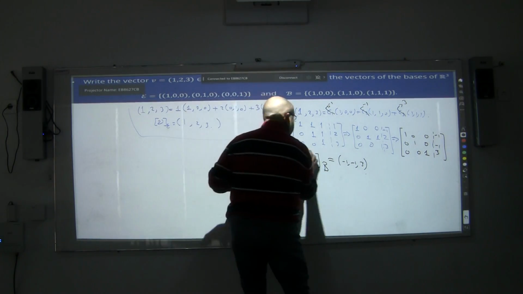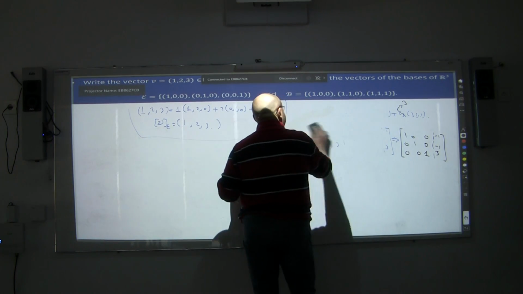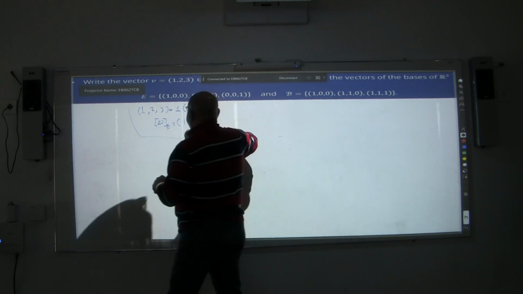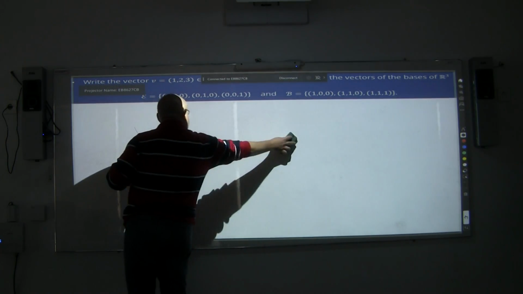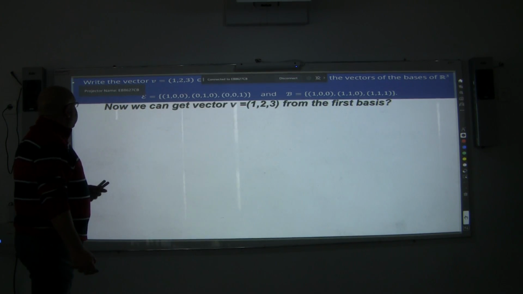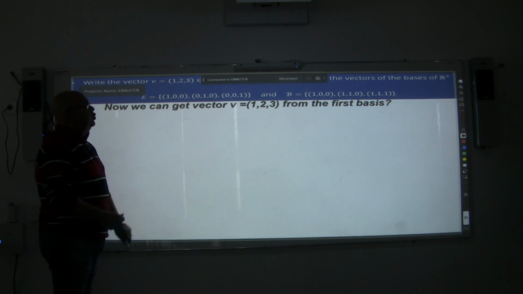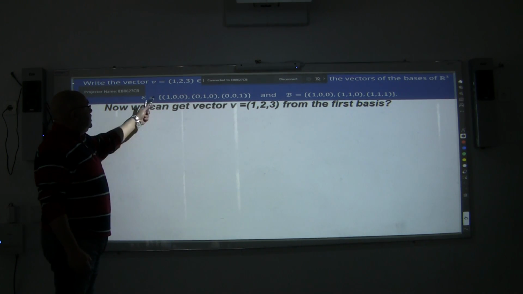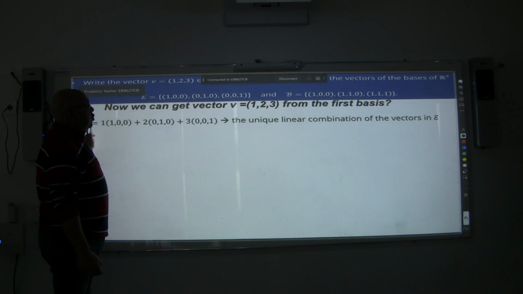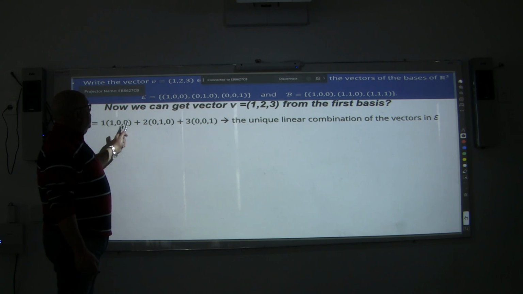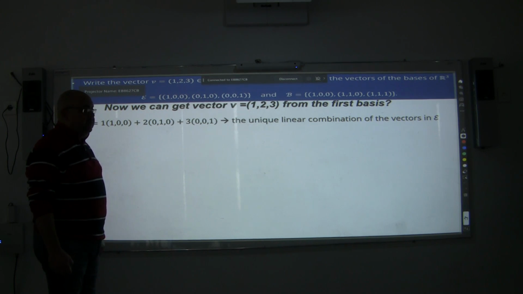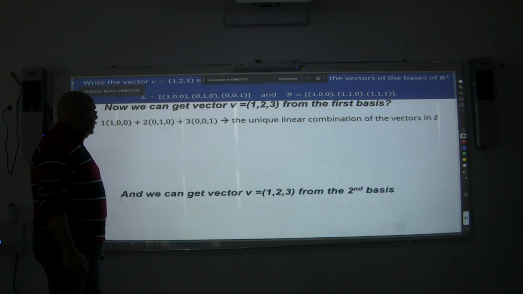Okay, once more, according to all of this, I will redo it again, but with our slides as we usually do. It's really very simple. Now I will go through it step by step. First thing, now we can get vector v, which is 1, 2, 3, from the first basis. This is the first basis, which contains the 3 vectors. So v is going to be 1 times 1, 0, 0, plus 2 times 0, 1, 0, plus 3 times 0, 0, 1. That's the linear combination of the vectors in zeta, as I told you.